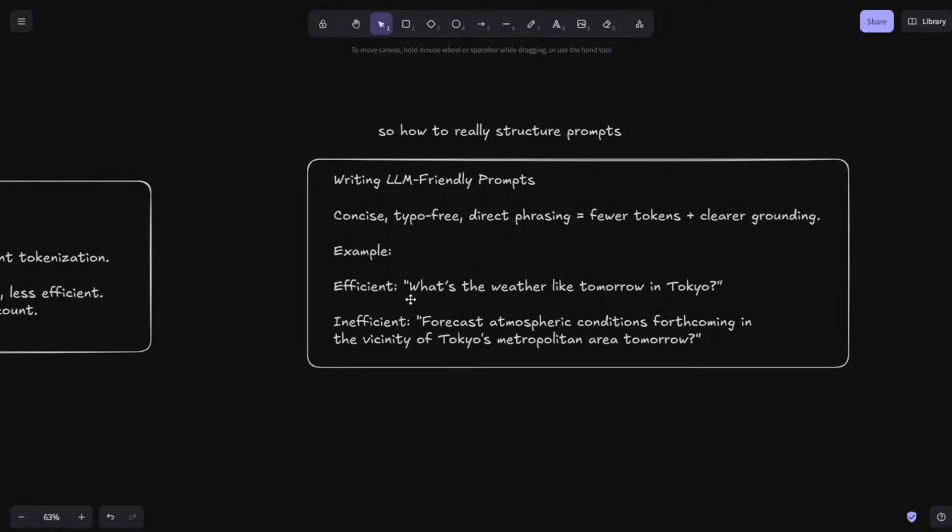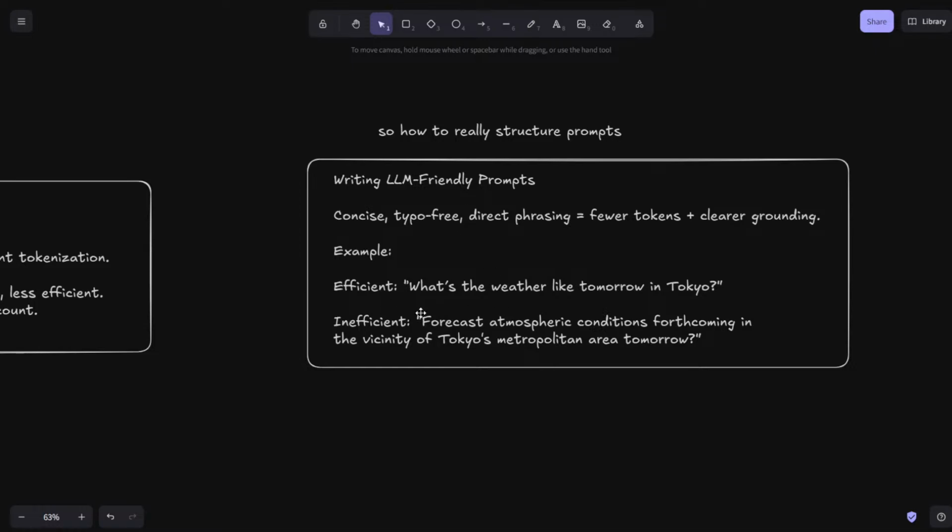For example, you're going to ask it the weather. "What's the weather like tomorrow in Tokyo?" This is a very simple, efficient way to ask it. But if you over-explain or over-complicate things, asking for a forecast of atmospheric conditions forthcoming in the vicinity of Tokyo's metropolitan area tomorrow, it might give the same answer. But if the question is more complex and you formulate it in a raw way, with analogies or word structure that only you understand, then your answer might not be what you expect.